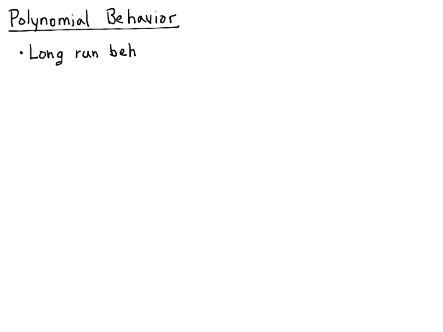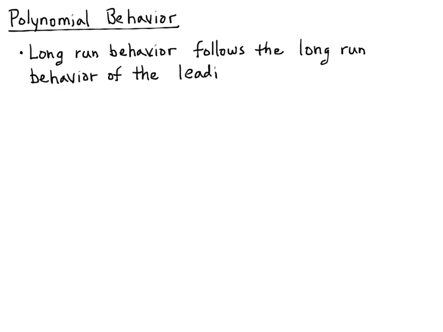So let's look at the behavior here. I already said one behavior. The long run behavior follows the long run behavior of the leading term. Now, of course, if we have a negative in front of it, we have this reflection that happens. Instead of positive values, we get negative values, and instead of negative values, we get positive values. So the leading term is rotated about the x-axis, even though this thing is not either even or odd.